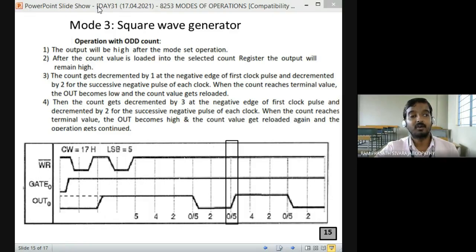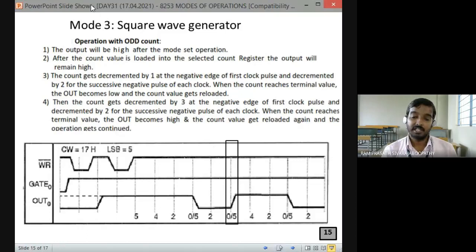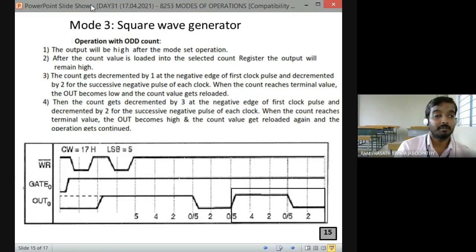So odd count கொடுத்தோம்னா the operation will be like this. ஈவனுக்கும் ஆடுக்கும் ஒரே ஒரு டிஃபரன்ஸ் தான். என்ன அப்படின்னா அங்க எப்பவுமே டிக்ரிமெண்ட் பை 2, இங்க வந்து என்ன ஆகும்? அவுட் ஹையா இருக்கிறப்ப ஃபர்ஸ்ட் கிளாக்கு மட்டும் டிக்ரிமெண்ட் பை 1, ரிமைனிங் கிளாக்லாம் டிக்ரிமெண்ட் பை 2. Again out low ஆனதுக்கு அப்புறம் ஃபர்ஸ்ட் கிளாக்குக்கு டிக்ரிமெண்ட் பை 3, ரிமைனிங் எல்லாமே it will be 2 only. Fine. So that's all about the mode 3 operation.